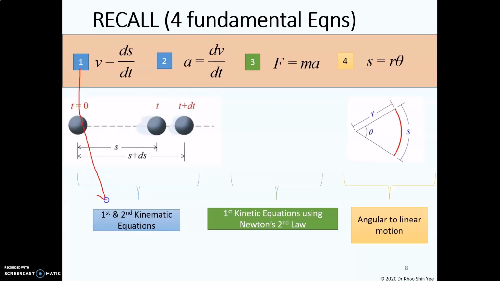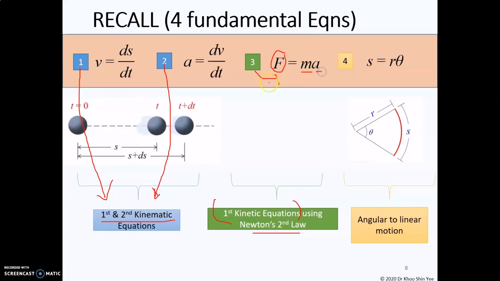So these are our equations 1 and 2, and they are called the first and second kinematic equations. From Newton's second law, we have the first kinetic equation. We can use this equation to find out the force that is required to move a mass moving with an acceleration a.